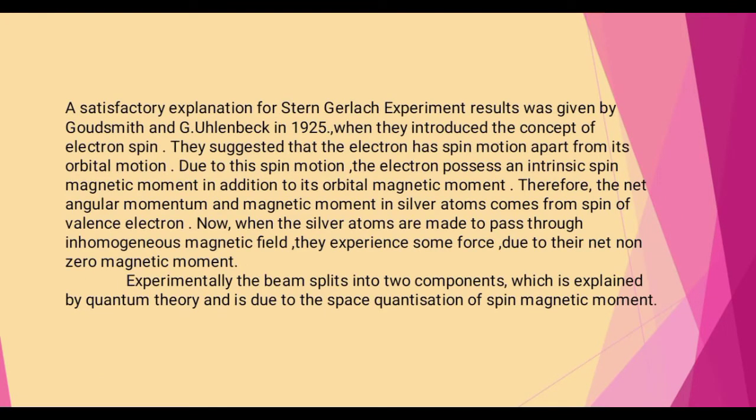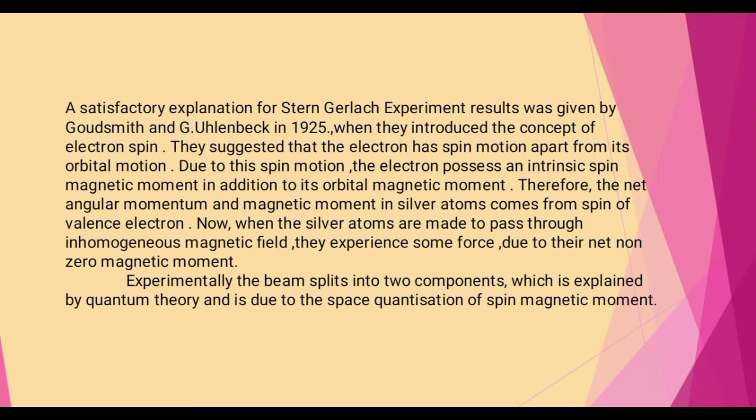After all, a satisfactory explanation for the Stern-Gerlach experiment results was given by Goudsmit and G. Uhlenbeck in 1925, when they introduced the concept of electron spin. They also suggested that the electron has spin motion apart from its orbital motion. It is due to the spin motion that the electron possesses an intrinsic spin magnetic moment in addition to its orbital magnetic moment. Therefore, the net angular momentum and magnetic moment in silver atoms come from the spin of its valence electron, that is, the outer electrons.